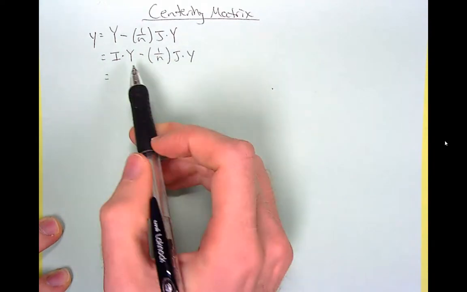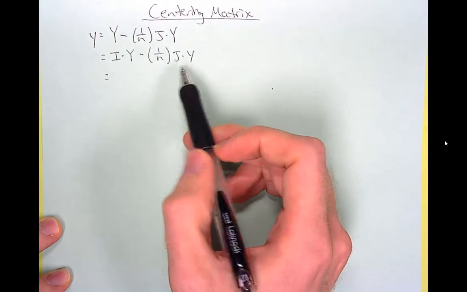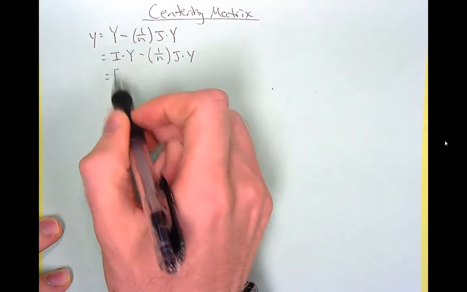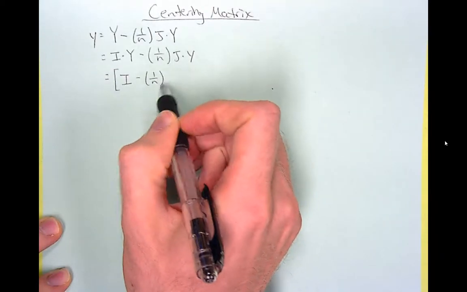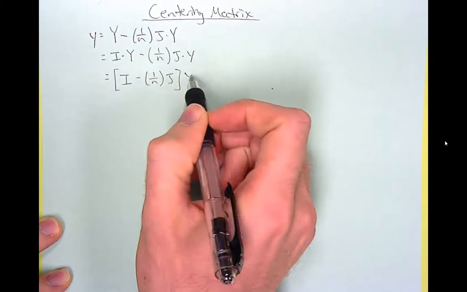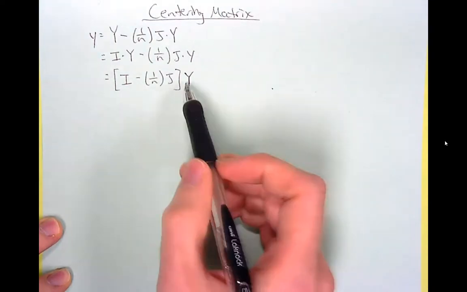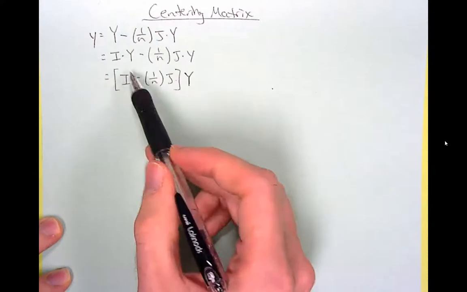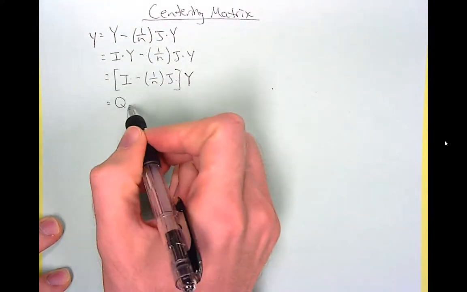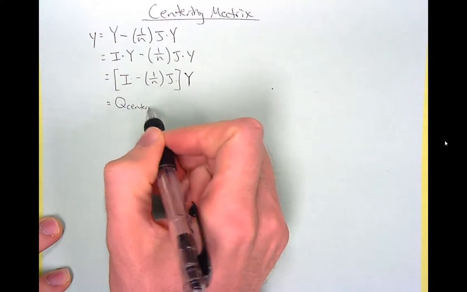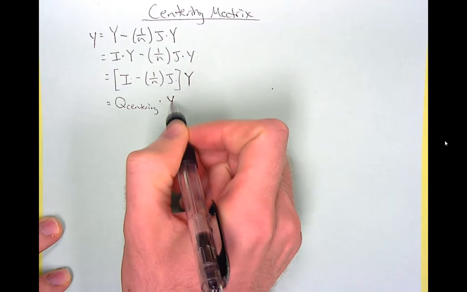And you notice we have a Y over here and a Y over here. So we can actually factor that out. Get I minus 1 over n times J, and we're factoring out our Y matrix. Okay, so you notice that we could put Y back here and Y back here. This is actually equal to the centering matrix times our Y matrix.